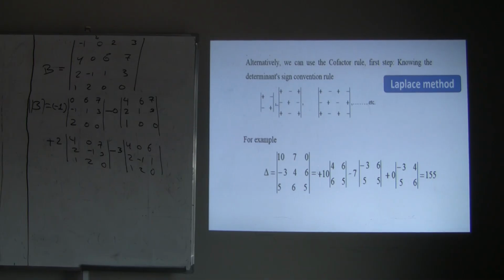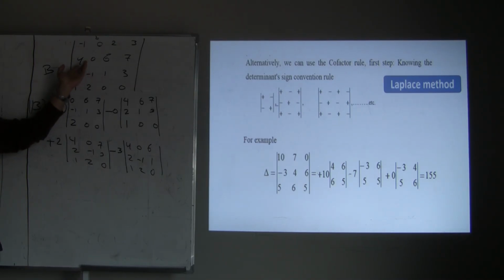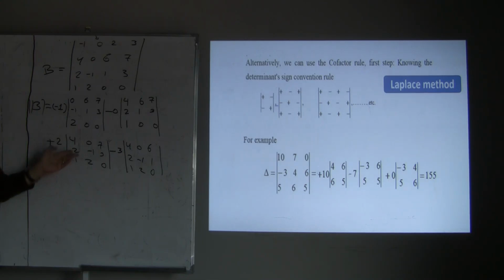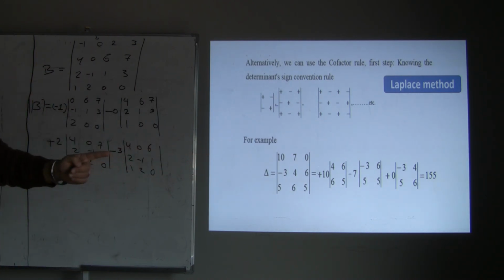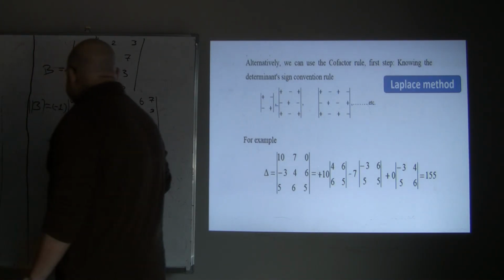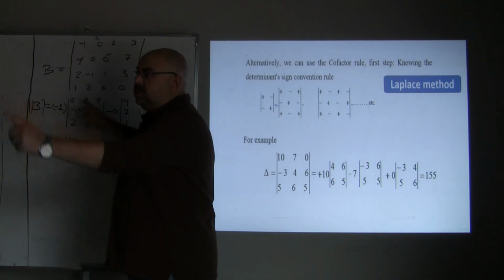So once more, for a 4 by 4 determinant, I end up having 4 determinants, each one of them 3 by 3. Then each one of them breaks down further into 2 by 2 determinants. It's going to be difficult; it's a huge number of determinants. But now it is better to use the Sarrus rule. Let's do the Sarrus rule together.